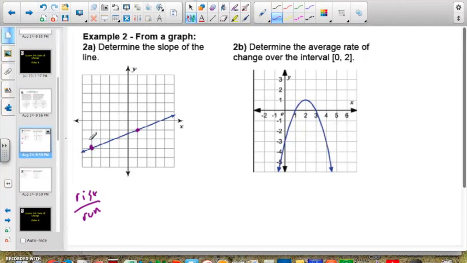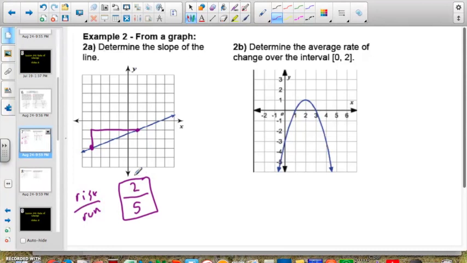Alright, so it looks like I'm going up 2, so that's a rise of 2, and I'm going up, so that's going to be positive. And I'm going to the right 1, 2, 3, 4, 5. And you can kind of draw a little triangle to help you illustrate this. You can see we went up 2 and right 5. Now if we're going to the right, that is positive, so our slope is 2/5.